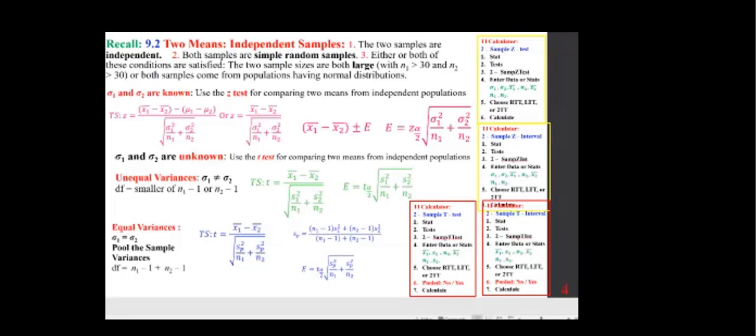Now, out of all those three methods, which do we use? We use the one where the sigmas are unknown, because most of the time population standard deviations are not known, unless they specifically mention that we have them. Secondly, we don't assume equal variances. So basically, out of the three, most of the time we use the second one.